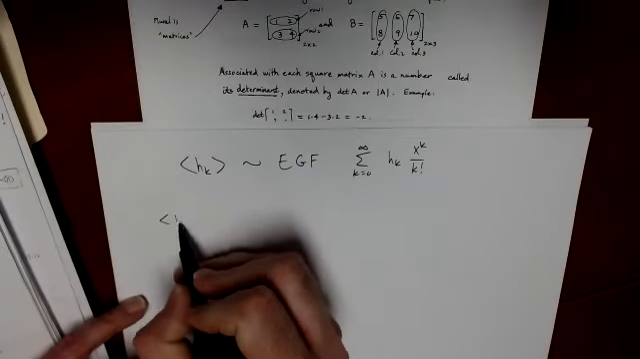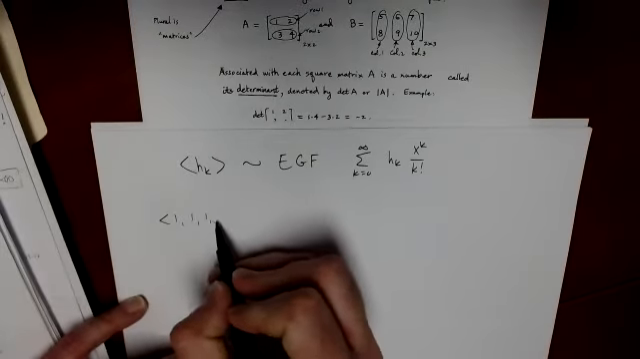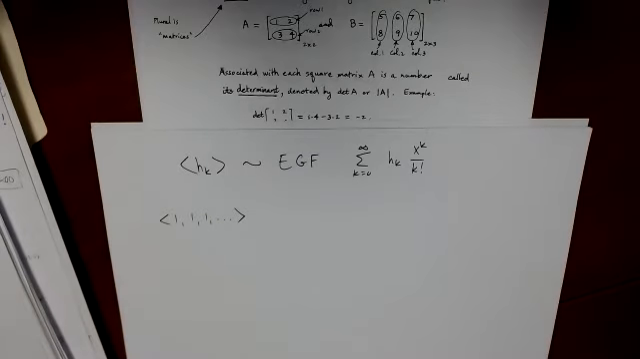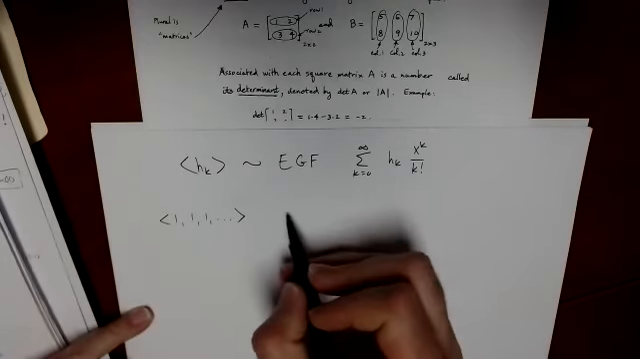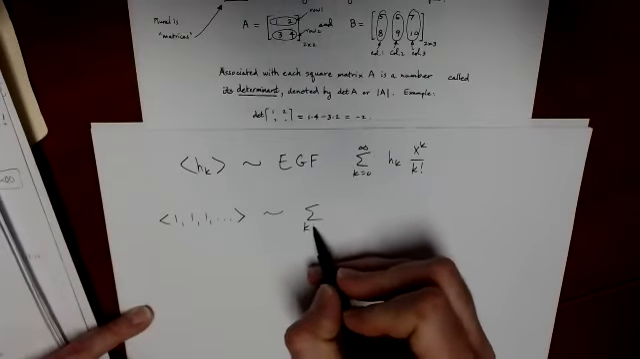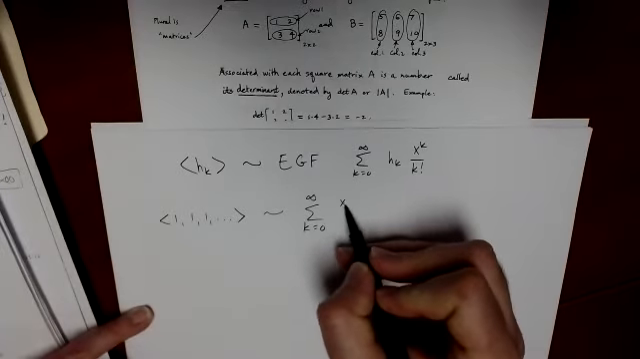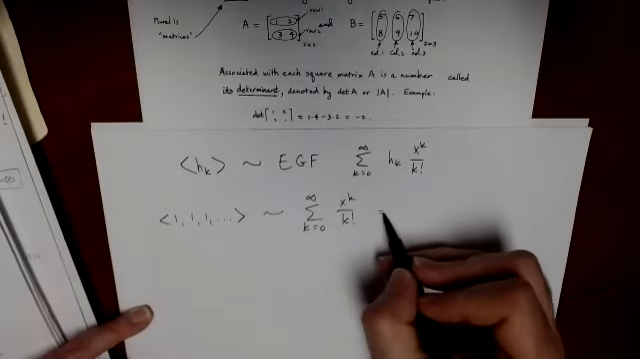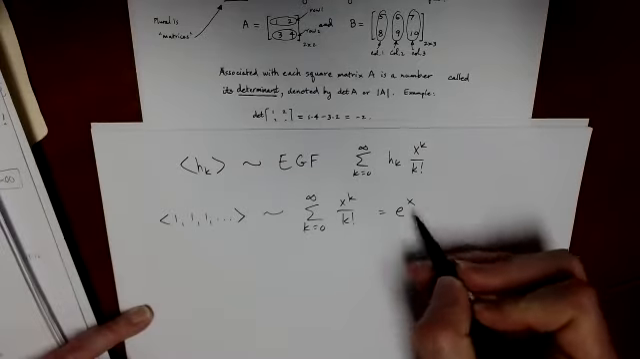So we're going to find the exponential generating function for this sequence, and I know we've done this one. So that's going to correspond to the sum as k goes from 0 to infinity of x to the k over k factorial, each of those times 1, and that is, of course, e to the x.